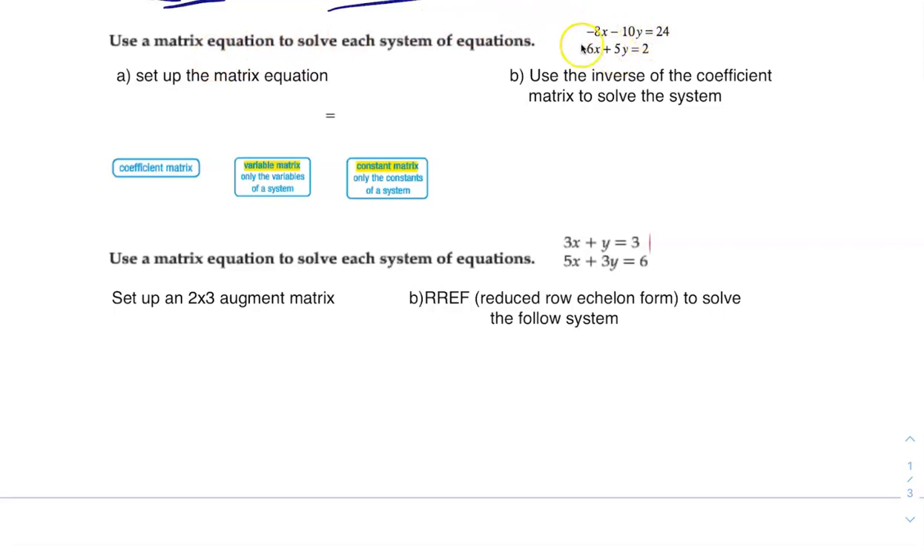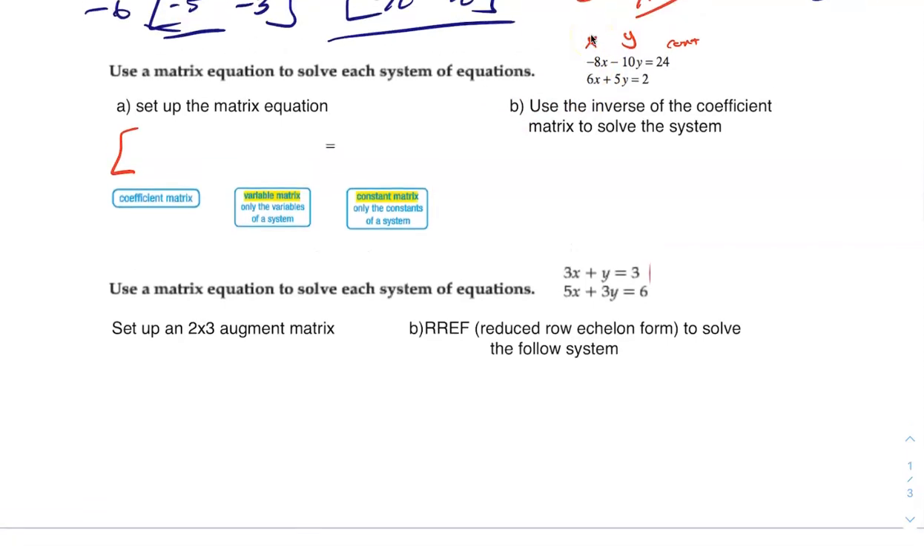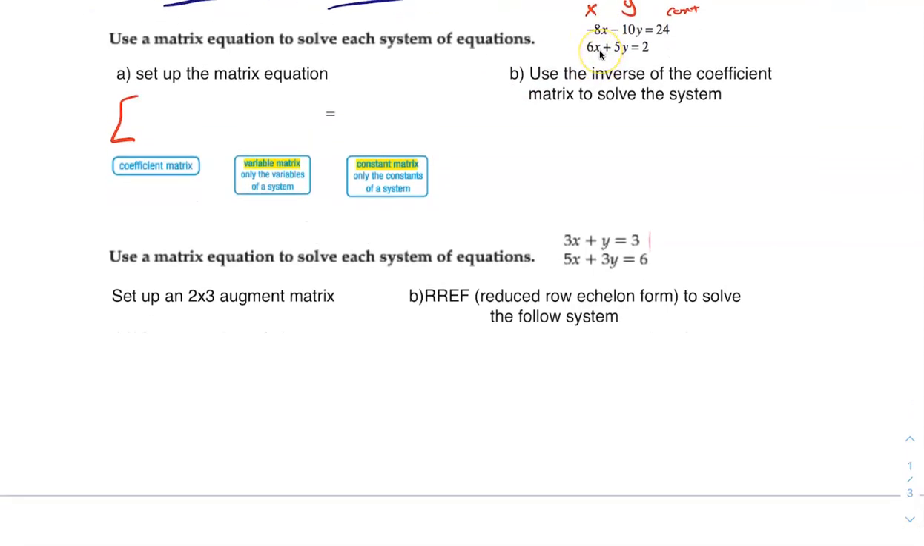We wanted to separate out this equation here. So we have something called a coefficient matrix, which is just the coefficients of all these numbers. So think about this as an X column, a Y column, and the constant column. So we want a coefficient matrix for our X and our Y. For the coefficient matrix, we're going to put down negative 8 and 6 for the first column. And then for the Y column, it'll be negative 10 and 5.